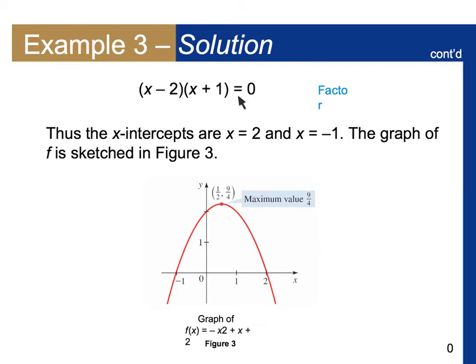Okay, and now we factor. We're trying to find out where it crosses the x-axis, right? And we get x minus 2 times x plus 1 equals 0. That gives us x equals 2 and x equals -1. Those are our x-intercepts. We already got the y-intercept of 2.